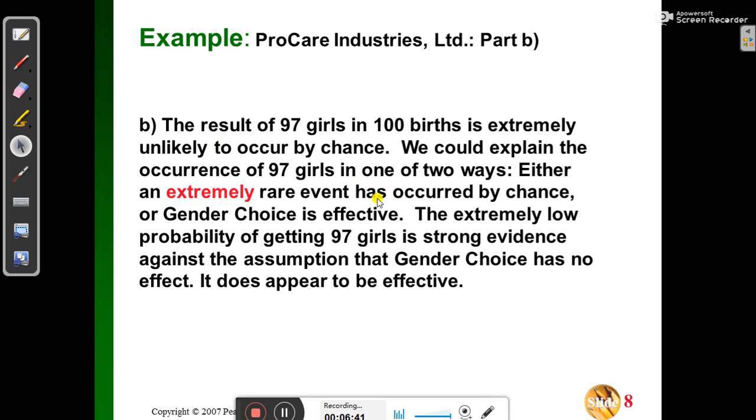But another possibility is that the event of having 97 girls in 100 births may be an extremely rare event that occurred by chance, by probability. The extremely low probability of getting 97 girls is strong evidence against the assumption that Gender Choice has no effect.